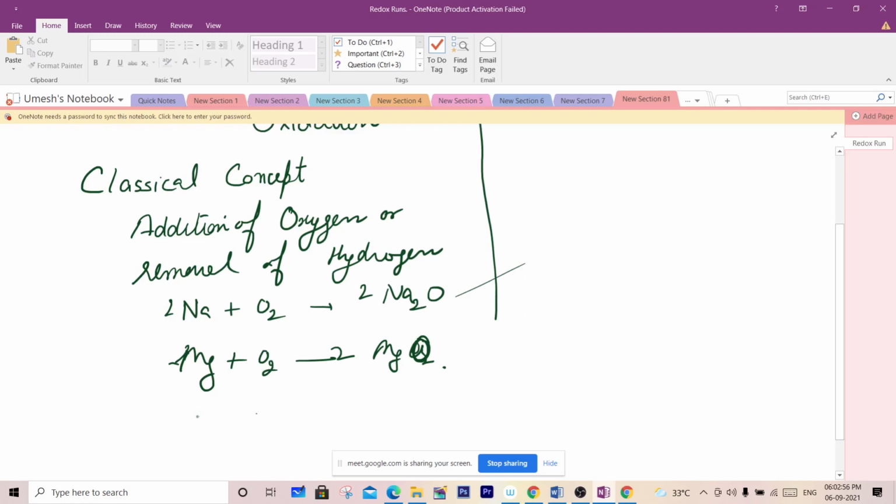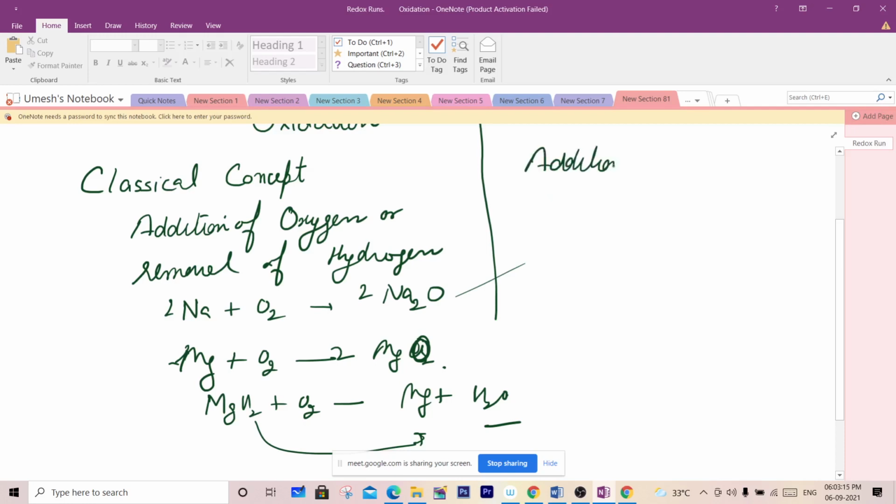right? Or you can remove hydrogen from some element like this, MgH2 plus oxygen. You can remove it here and get magnesium plus hydrogen oxide. So you have removed the hydrogen from the magnesium hydride. This is called oxidation, or it can be reversed also.